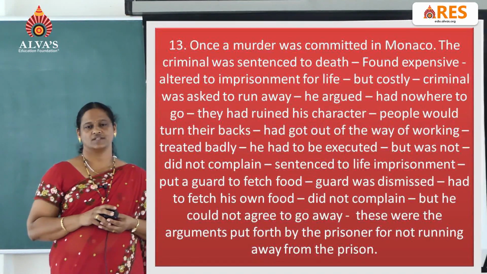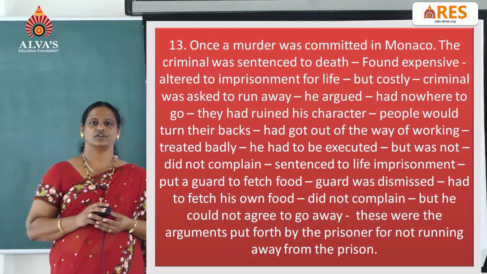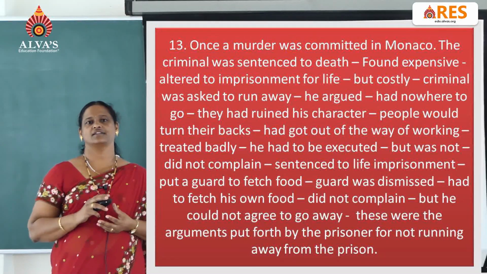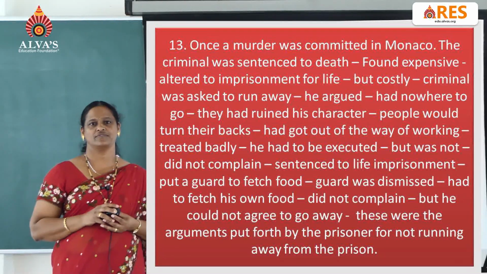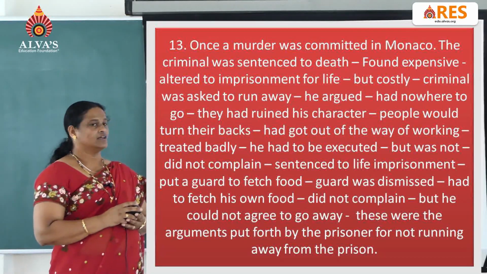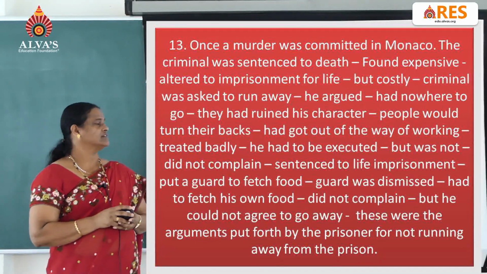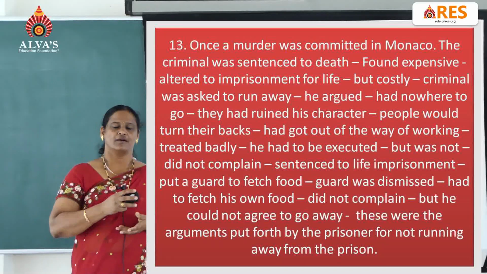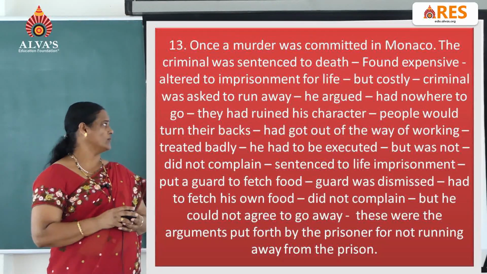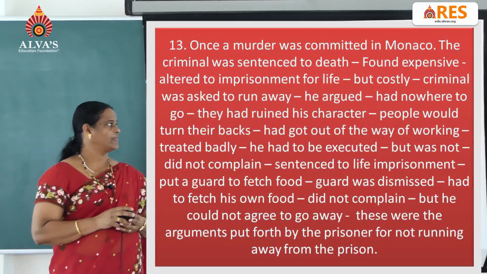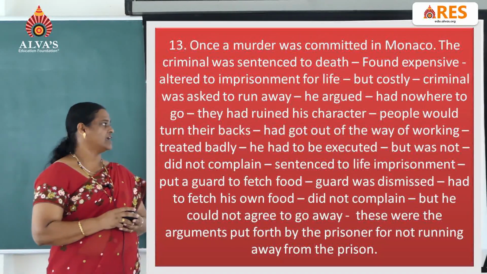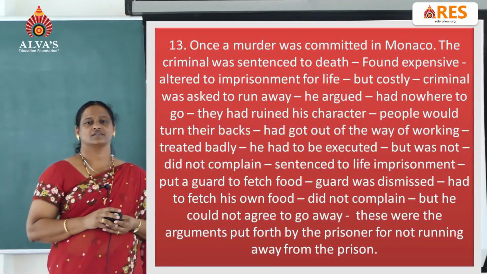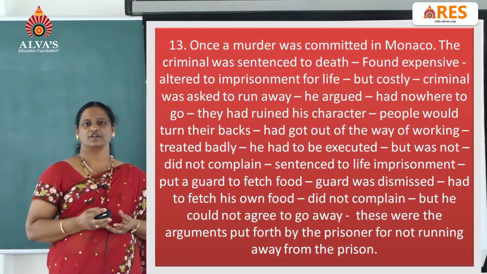The murderer was sentenced to death and they did not execute the criminal. They found it very expensive, so they altered the death sentence to imprisonment for life. Then that also they found it very costly, and then finally the criminal was asked to run away, but he was not ready to run away, arguing that he had nowhere to go and they had ruined his character and people would turn their backs, and he had got out of the way of working and they had treated him badly, and once he was sentenced to death he ought to be executed, but they did not execute him.